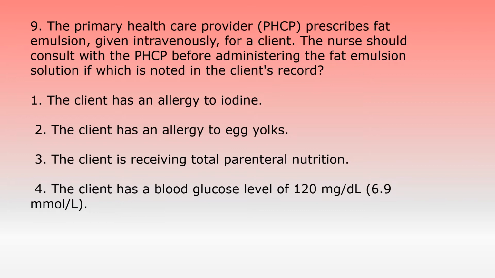The primary health care provider, PHCP, prescribes fat emulsion given intravenously for a client. The nurse should consult with the PHCP before administering the fat emulsion solution if which is noted in the client record. 1. The client has an allergy to iodine. 2. The client has an allergy to egg yolks. 3. The client is receiving total parenteral nutrition. 4. The client has a blood glucose level of 120 milligrams per deciliter, 6.9 mmol/L.